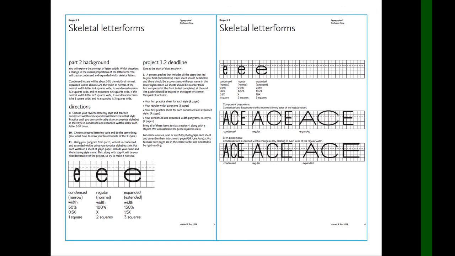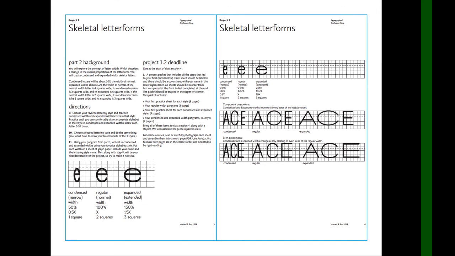It will also have your regular width pangrams, which will be 3 pages. That's what you handed in for part 1. Then it will also have the first practice sheet for each condensed and expanded style. So that'll be 4 pages. And then your condensed and expanded width pangrams in one style. That'll be 2 pages. So for my in-person classes, I want you to bring all of these items to class session 4 along with a stapler. I'm going to show you how to assemble a physical process book.